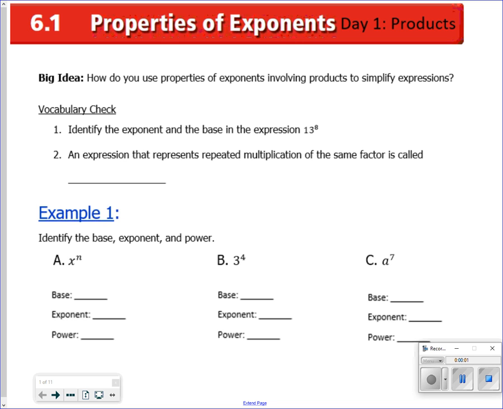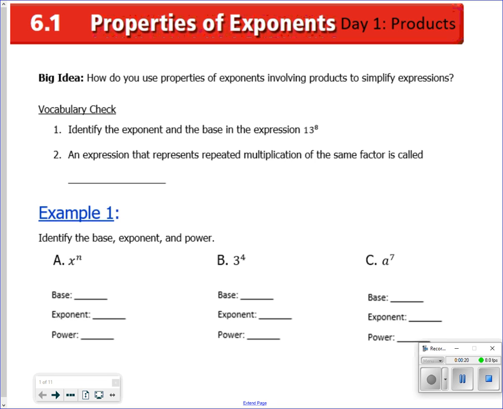All right, welcome back. Hononegah, Algebra 1, Section 6.1, Properties of Exponents. Chapter 6 is a bigger chapter, so we're going to break it up into just doing 6.1. This is 6.1, Day 1. We're going to have 6.1, Day 2, 6.1, Day 3. So again, we're going to do multiple items here.